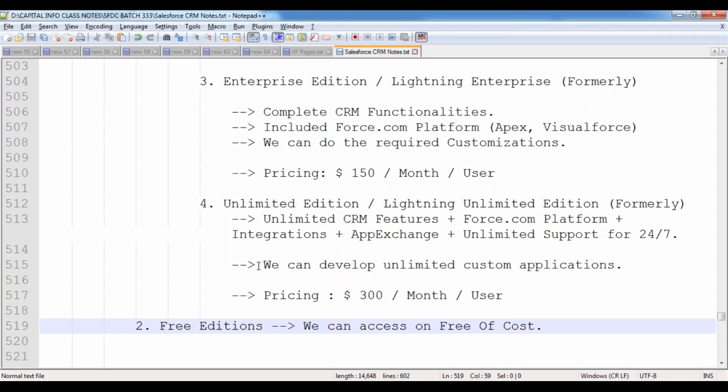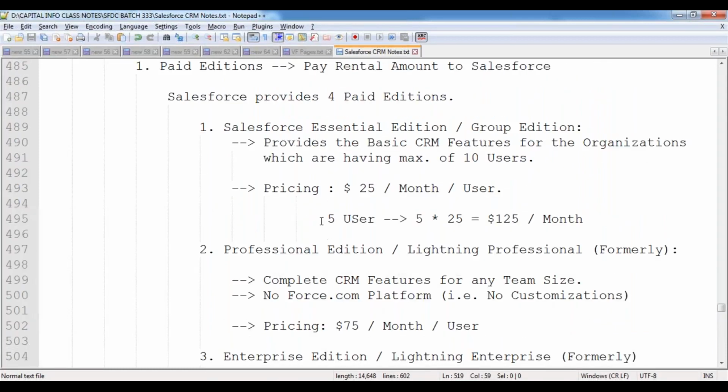So if you're having 10 users, then per month we have to pay $3,000 to Salesforce. Next month again $3,000, next month $3,000, like that. Every month we can renew it. So these are the various editions offered by Salesforce as part of paid. We have to make the payment in order to use these edition features.